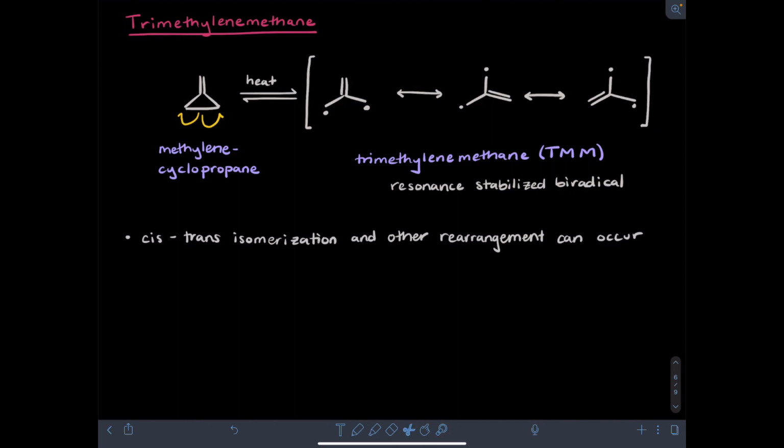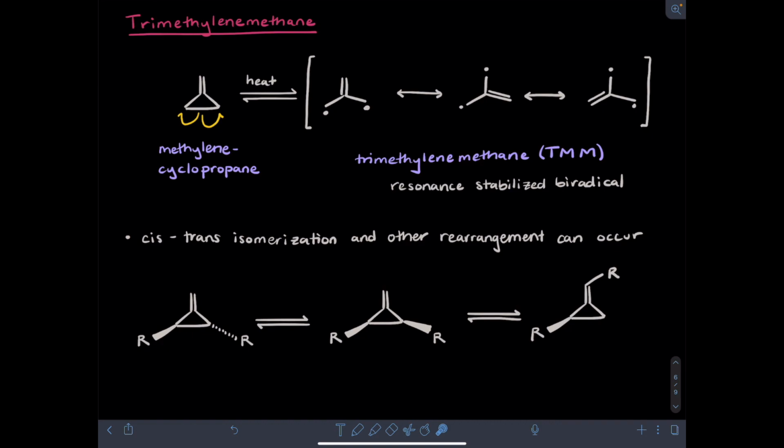These biradical intermediates can undergo other rearrangements as well as cis-trans isomerizations. So the cis-trans isomerization would be looking at wedges and dashes to the R groups, but the placement of the alkene would remain the same. And the other isomerization gives a pretty different looking product, where the alkene substitution changes upon rearrangement.